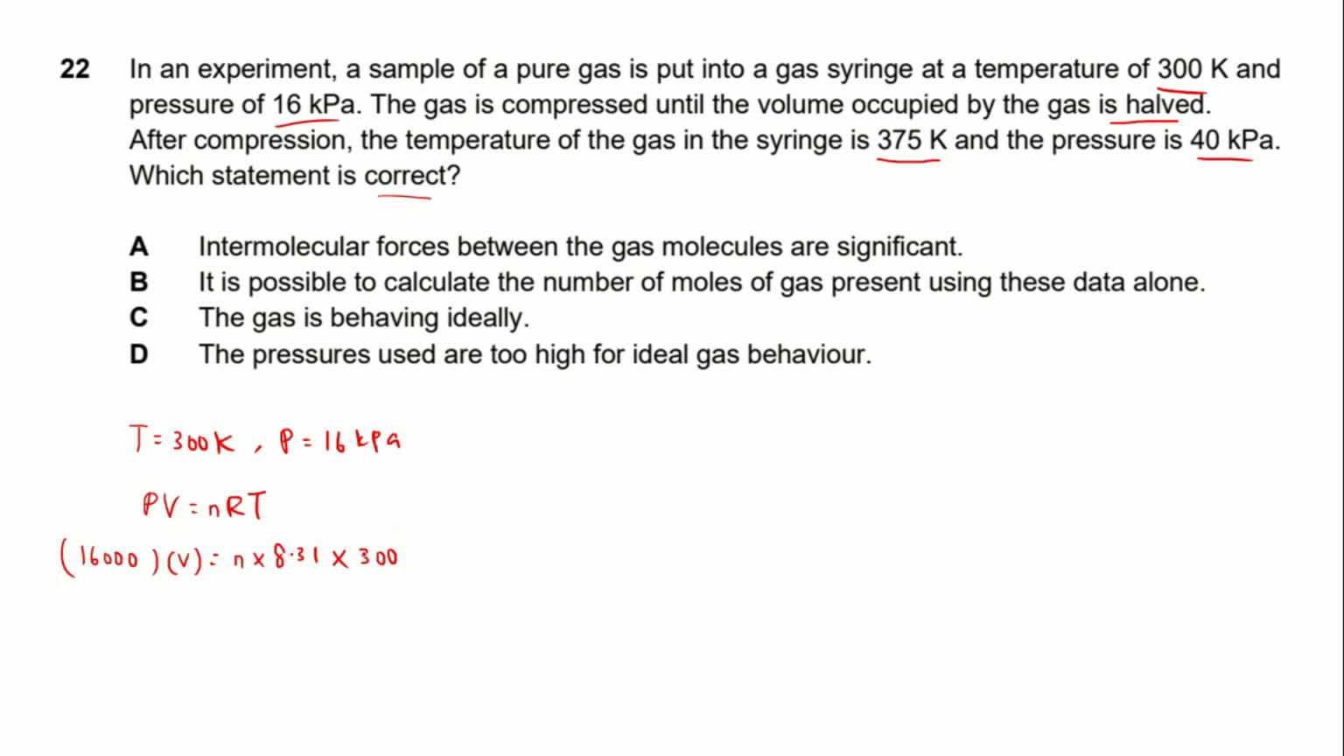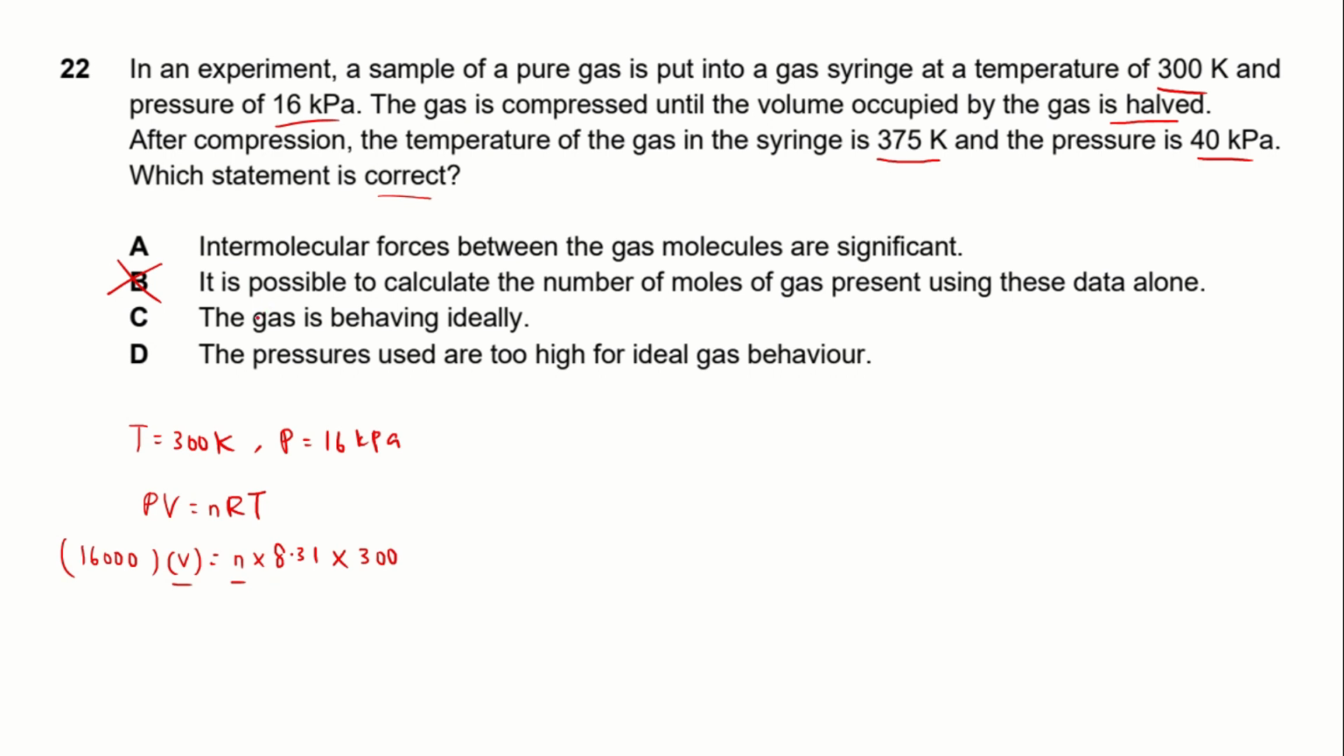Now, can you see that in this equation, we have two unknowns? So that means it is not possible to calculate the number of moles of gas present in the experiment using this data. So B is incorrect. Now, if you look at answers A, C, and D, we can prove all of them correct or incorrect by using the same method, which is by proving whether the gas is behaving ideally or not.